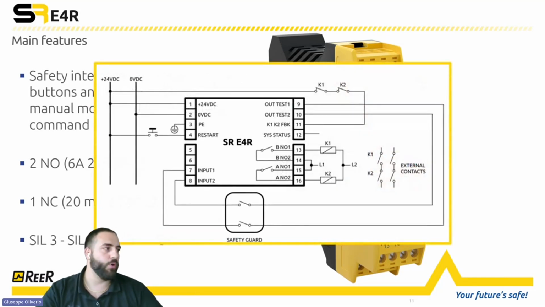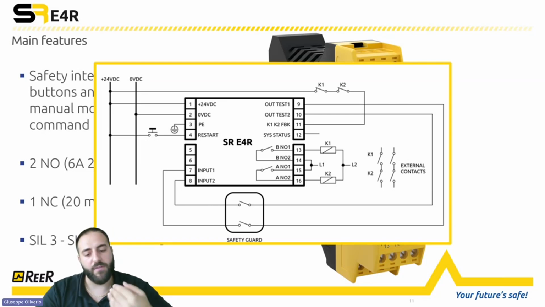The SRE4R is more or less the same as the SRE4, but only with the manual reset. You cannot connect the reset input to 24 volts. This will go in fail. And again, we have the output test, the input, and the feedback contacts that you can use in order to check the external device. That is also called EDM, so the external device monitoring.